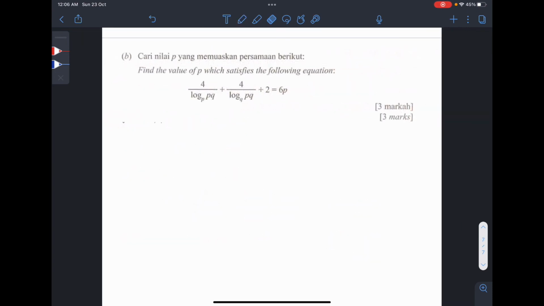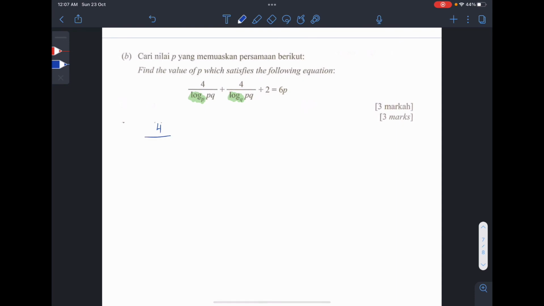We are on our last final question for question 3b. Alright, so it says here, find the value of p which satisfies the following equation: 4 over log p pq plus 4 over log q pq plus 2 equals 6p. Alright, so the first thing that we want to do here, and what I noticed, is that we have two different logs at the bottom, right? I think to make it easier for ourselves, it's best if we change it to become the same. So I'm just going to change the one on the left.